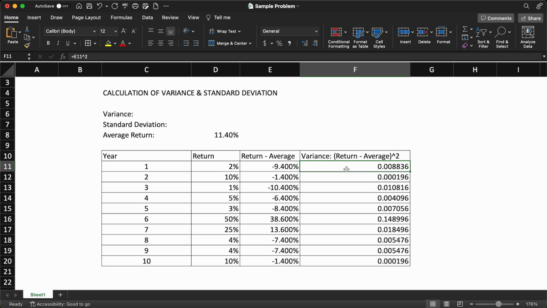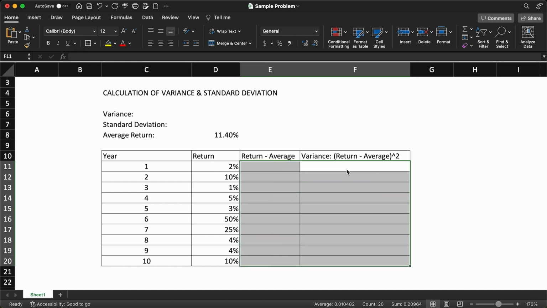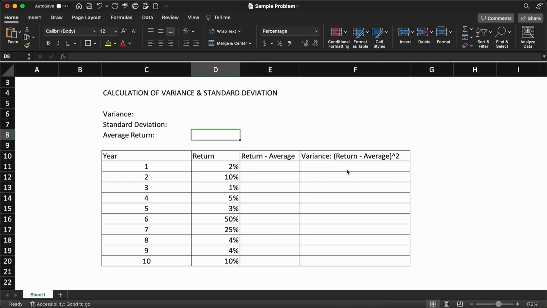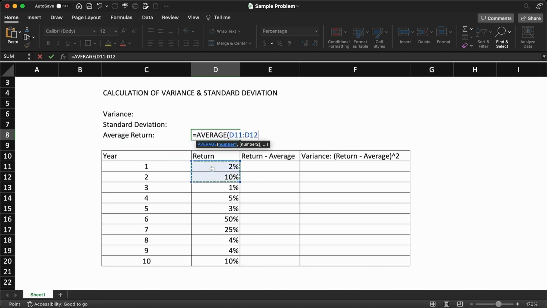The formulas are already pre-populated, but we can start from 0. So the first thing I would do is just calculate the average return. The average. Secondly, you gotta subtract the specific data point, so a specific data point in the specific year, from the set's average. Let's lock this up. I'm gonna drag our formula.